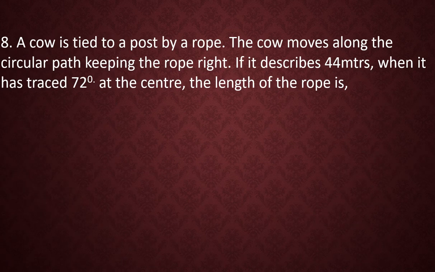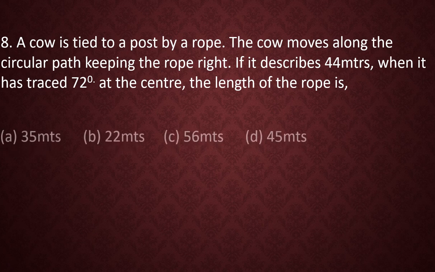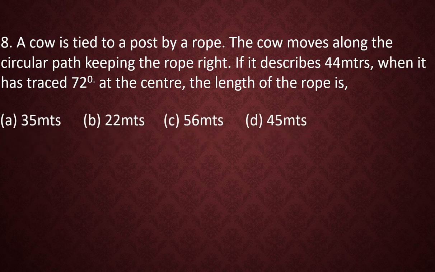The next one will be, a cow is tied to a post by a rope. The cow moves along the circular path, keeping the rope tight. If it describes 44 meters when it subtends 72 degree at the center, the length of the rope is. So first you have to figure out the sentence here. So the cow moves along a circular path. So circular path, the cow moves by keeping the rope tight like this.